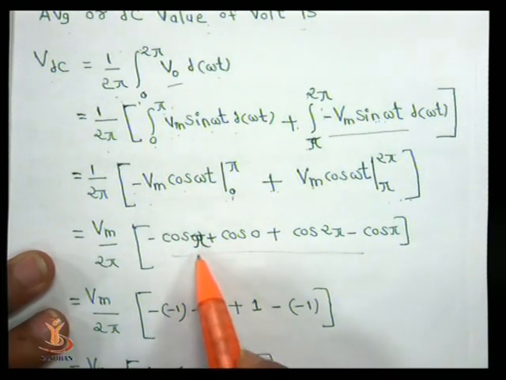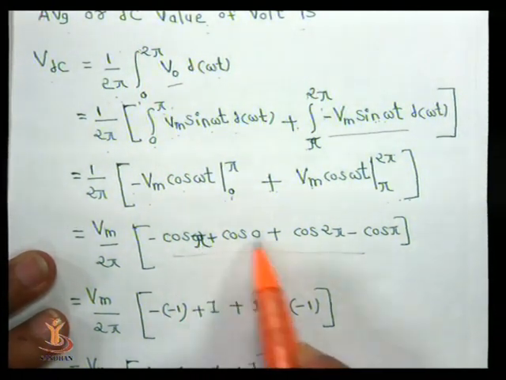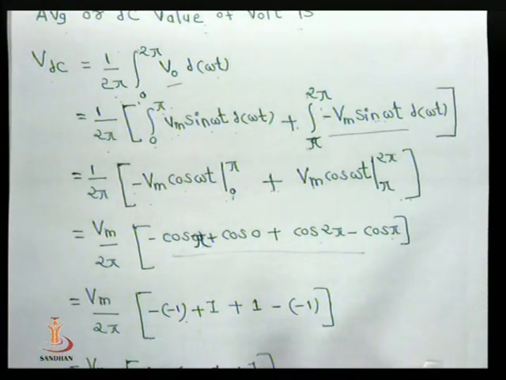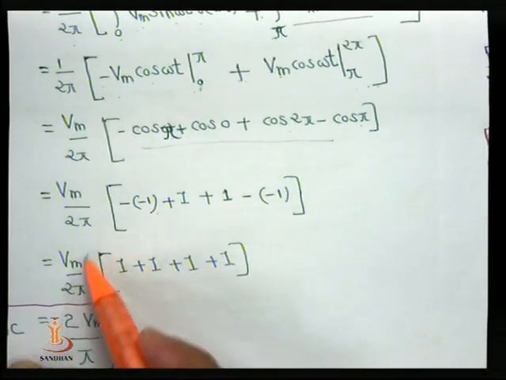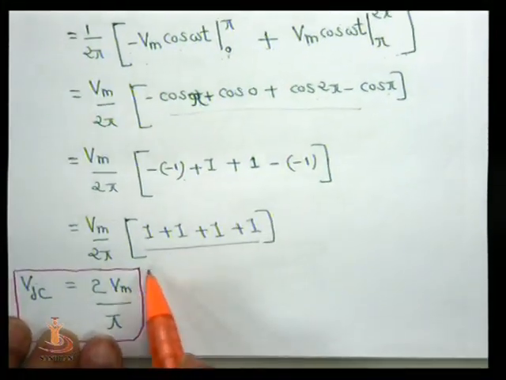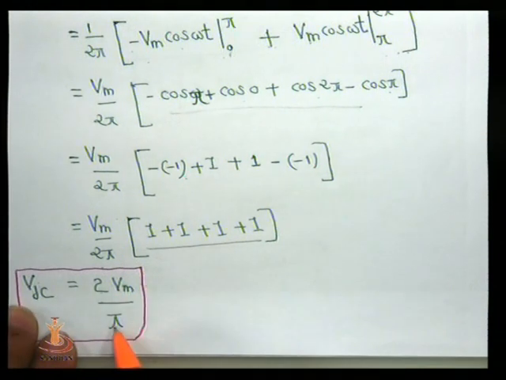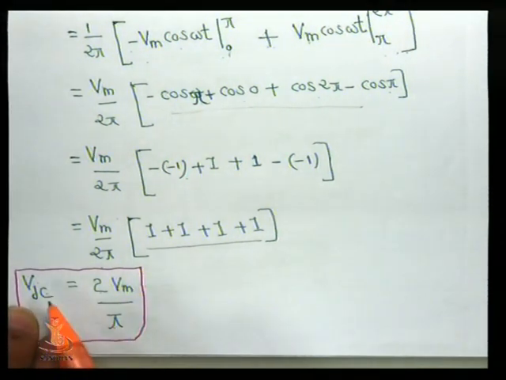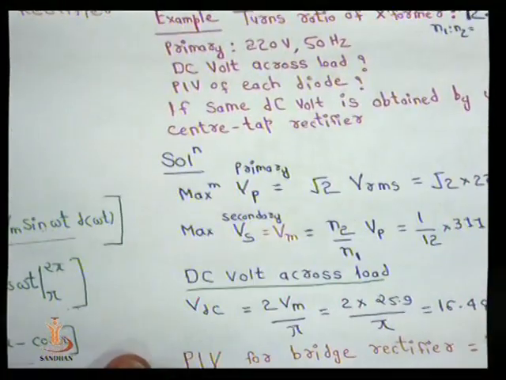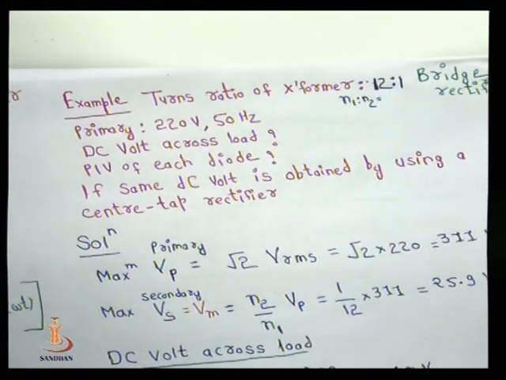Now the value of cos pi, cos 0, cos 2 pi, cos pi, you put like this, we are getting Vm by 2 pi, and 4 times 1. If you calculate it, 2 Vm by pi is the VDC that we get in a full wave rectifier. Now to clear the idea, let me try to see one numerical again.